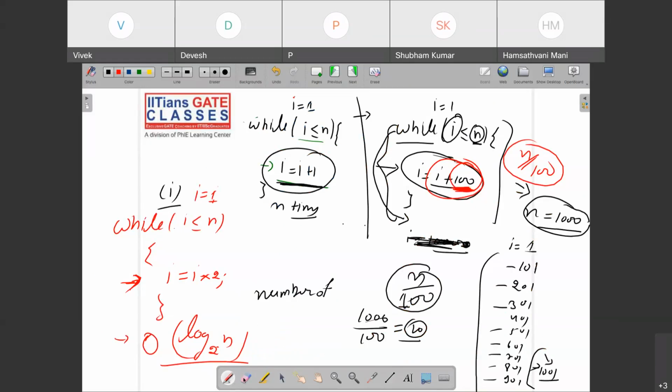So what if I did i multiply by 5? Shubham, don't answer. Who was asking right now? Yes, Raju, can you answer that? What is the time complexity in this case? i equals i multiply by 5.